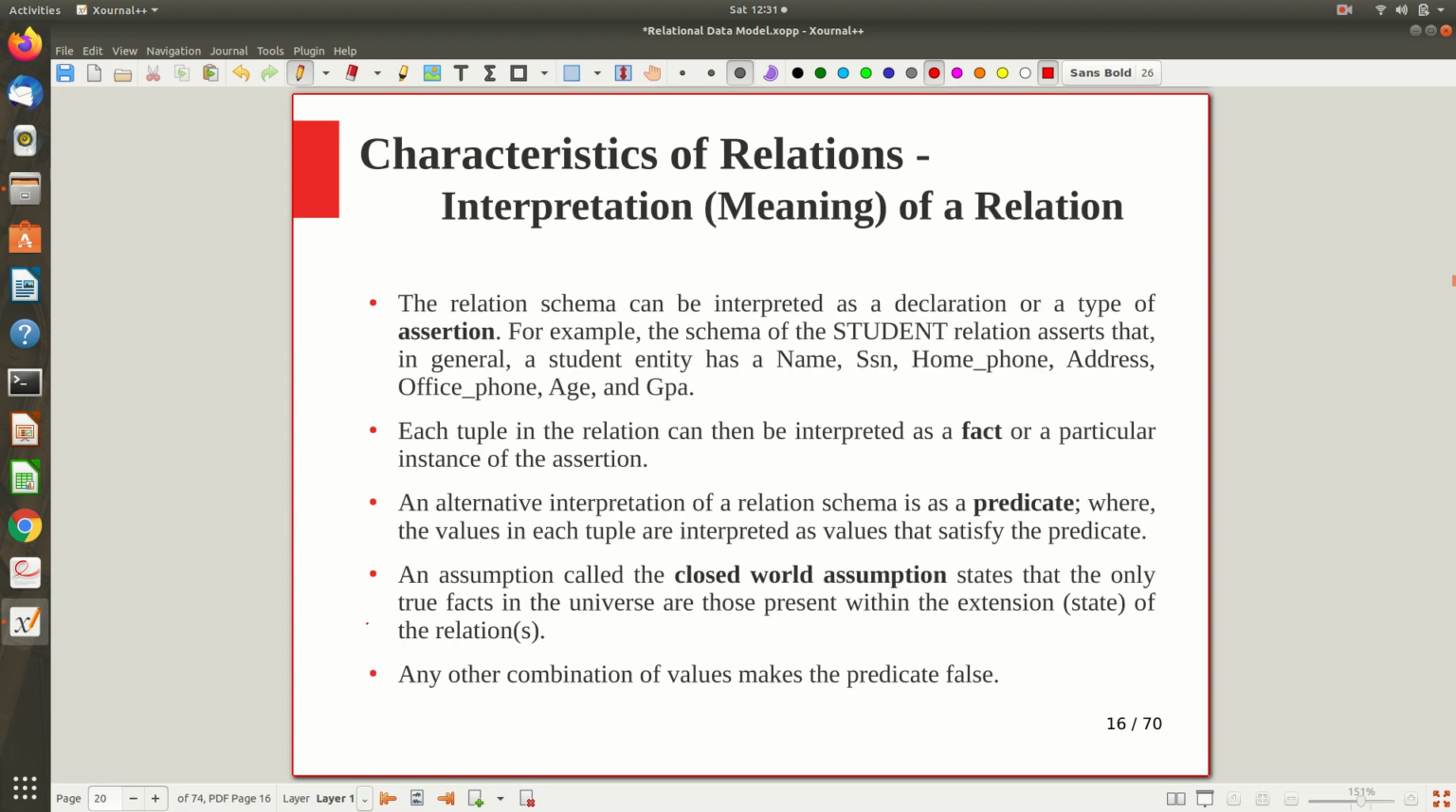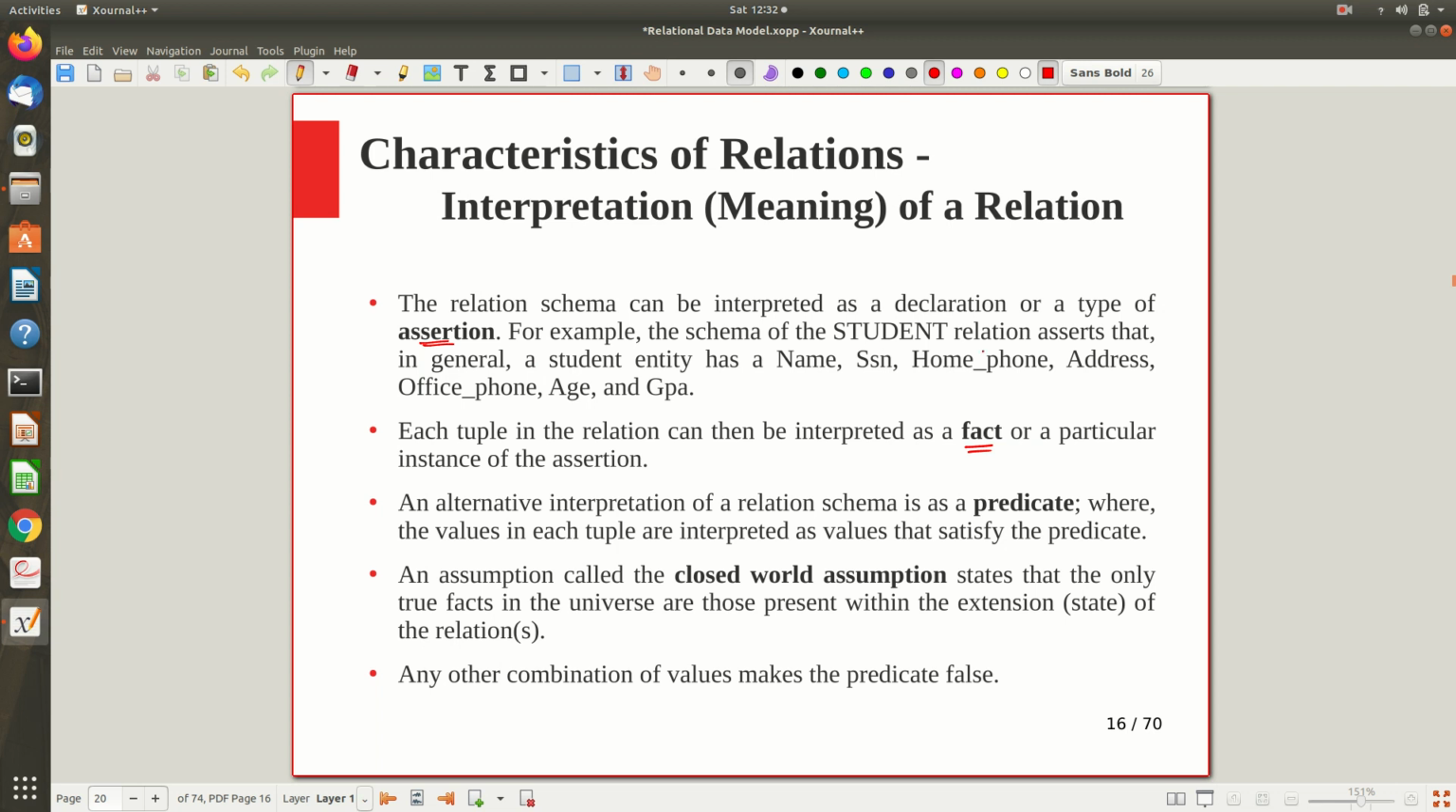Okay. Now, one more characteristic: the interpretation or meaning of a relation. This is how you can relate it to first order predicate logic. Anyway, if you remember it, it will be easy; otherwise, don't worry much. This is another way of visualizing a relation. The relation schema can be interpreted as an assertion, right? And the values are nothing but the facts which are holding this assertion.